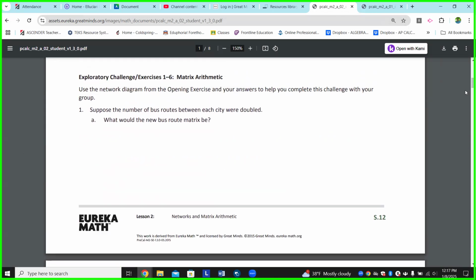So in part question 1 here, it says, suppose the number of bus routes between each city were doubled. What do you think would happen to the matrix? Perfect. So like if every bus route doubled, the entire matrix would double. Go ahead and write that matrix out. The doubled matrix of the bus routes from the opening exercise that you did, double all those numbers. Real quick, what 0 doubled?